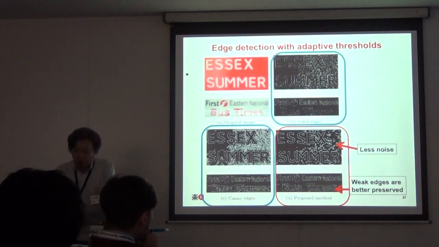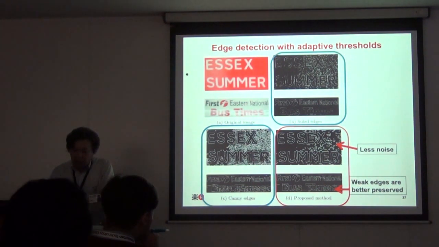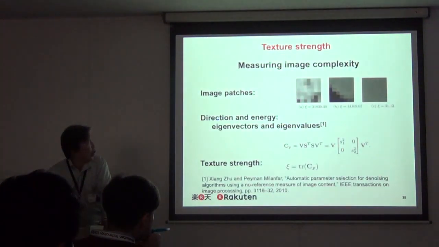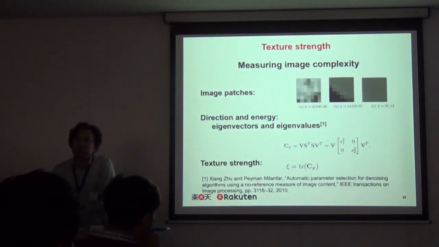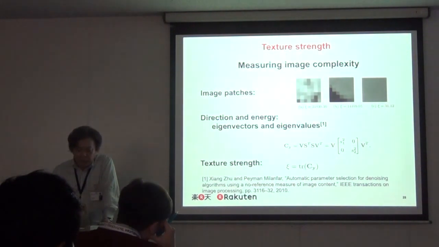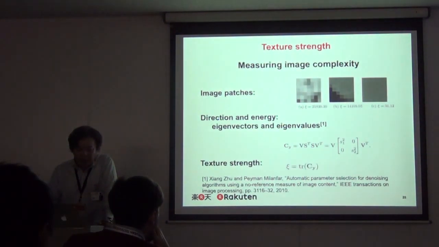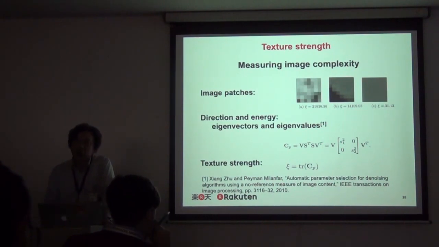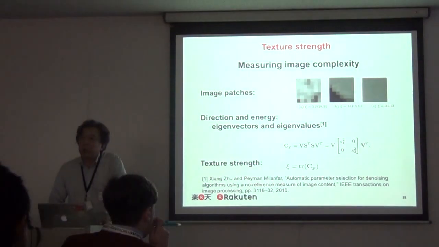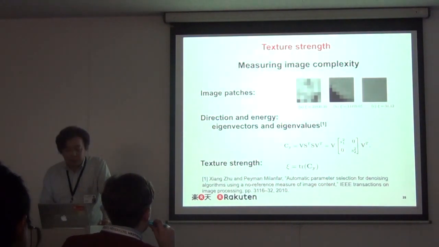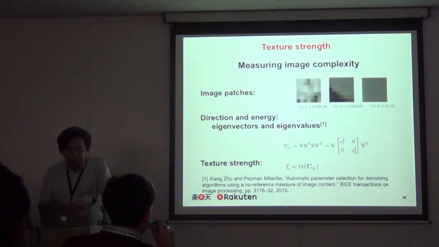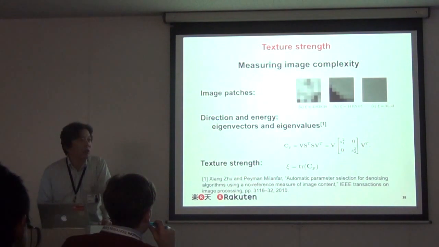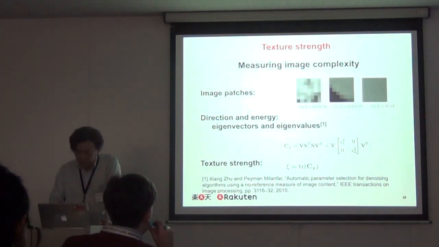Then I'm going to show how we do edge detection. We're going to measure image complexity as texture strength. By analyzing the image pixel variation in eigenspace, we can get the texture strength individually. We're going to measure all of the input images, and then based on this information, set up different thresholds for different images.